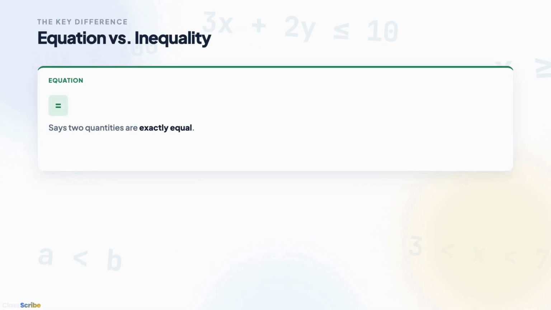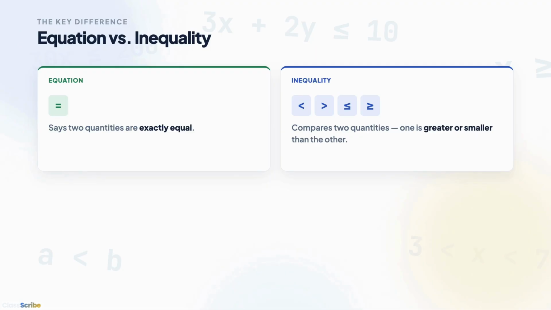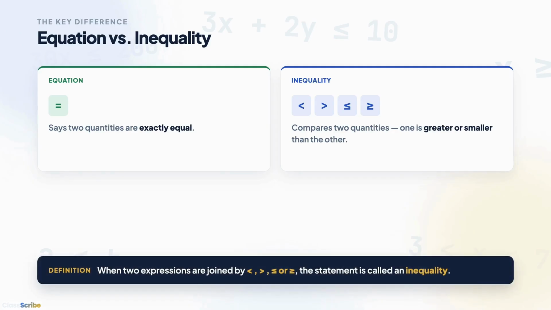Notice something important here. Both of these statements use symbols like less than or equal to instead of the equal sign. That is the main difference between an equation and an inequality. An equation tells us two quantities are exactly equal, while an inequality compares two quantities and tells us one is greater, smaller, greater than or equal to, or less than or equal to the other. In mathematics, whenever two expressions are connected by the symbols less than, less than or equal to, or greater than or equal to, we call it an inequality.